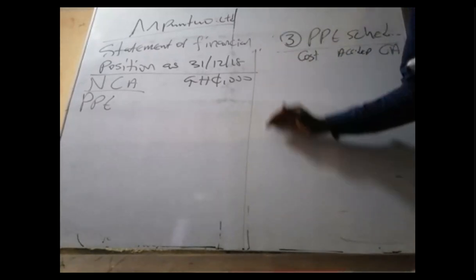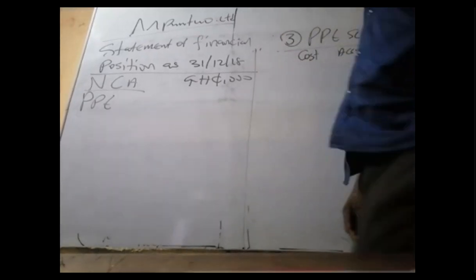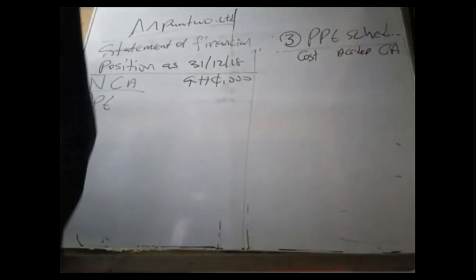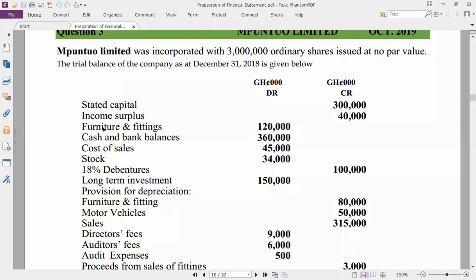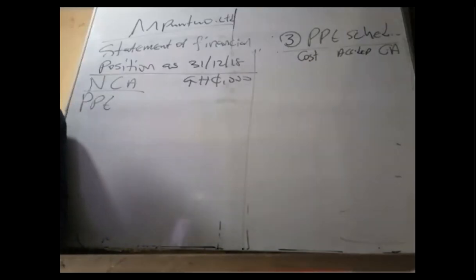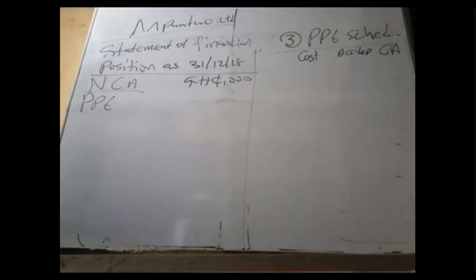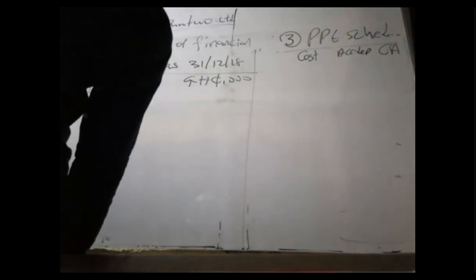You go to the question and list all the assets. Let's go and list all the assets, and then we take it from there. Let's start from first to last. Furniture and fittings, 120,000. That's the first asset. That's the cost. So put cost to cost. The cost of furniture and fittings is what? 120,000.